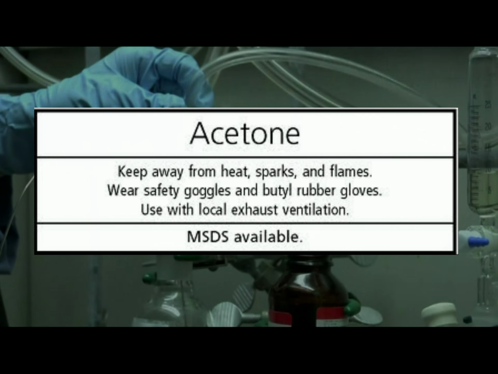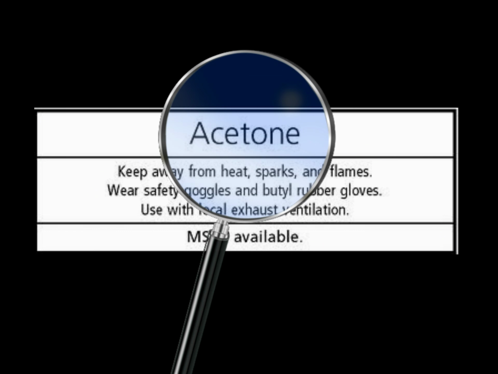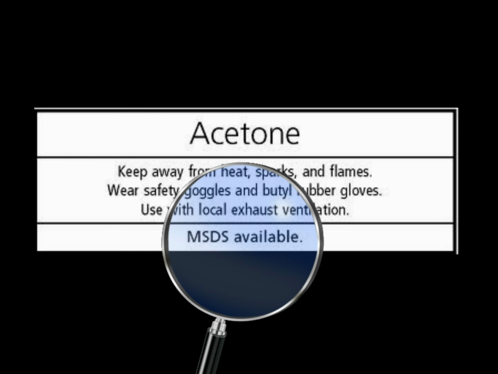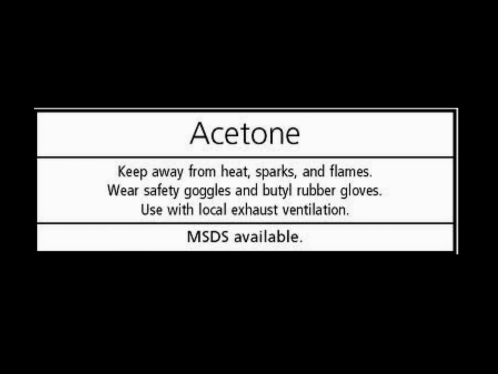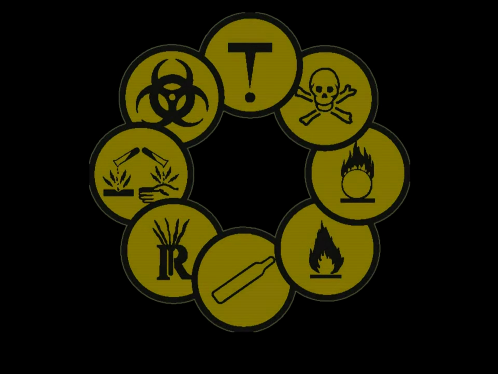The label requires three pieces of information. 1. The product's name. 2. Safe handling procedures. 3. The statement "Refer to MSDS." By the way, this label does not require a hatched border, hazard symbols, or special wording.